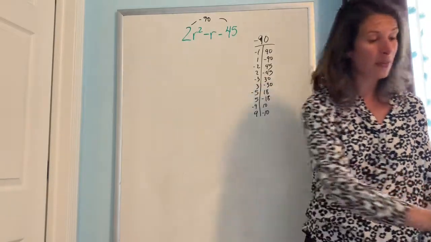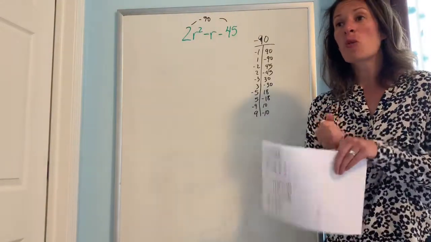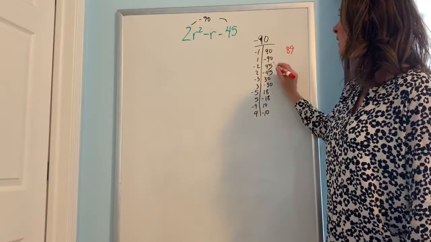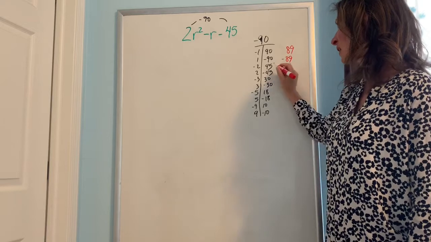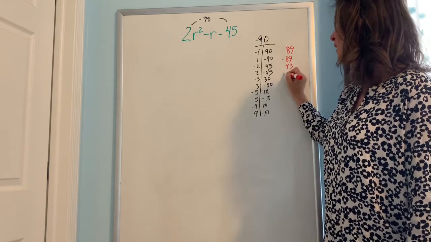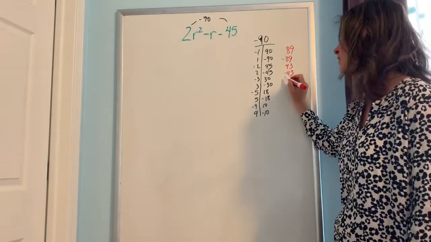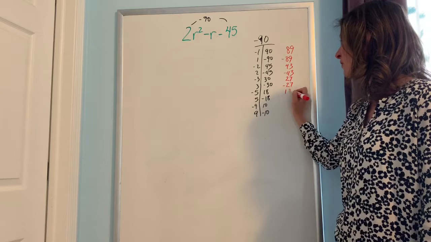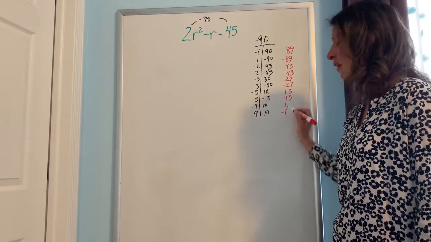Now we have to add them together. So we're going to add each one of these. Negative 1 plus 90 is 89. 1 minus 90 is a negative 89. This is a 43, negative 43. I'm sorry I'm going through this fast, but there's a lot of factors. 27, negative 27, 13, negative 13, and 1 and a negative 1.